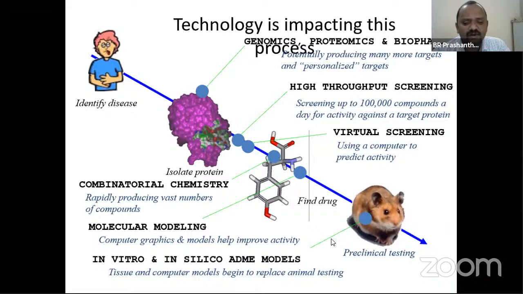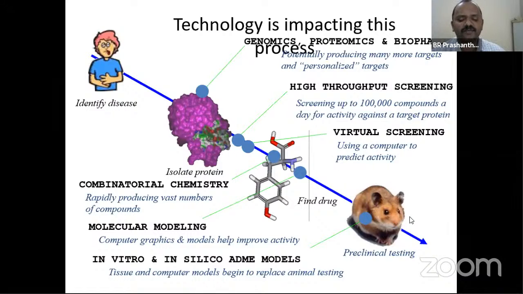So this is a part of the preclinical testing. Animals will be used for that, so animal ethical committee clearance will be an important aspect. One has to clear that hurdle and process for the animal studies.